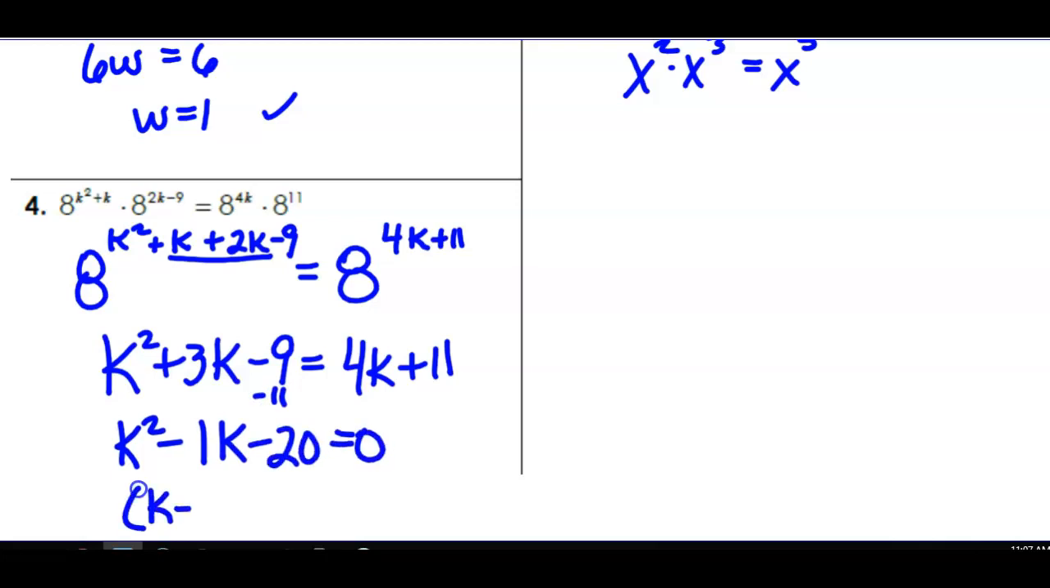Which factors into k minus 5 and k plus 4. I know I'm going fast, sorry. I think you all could figure this out.